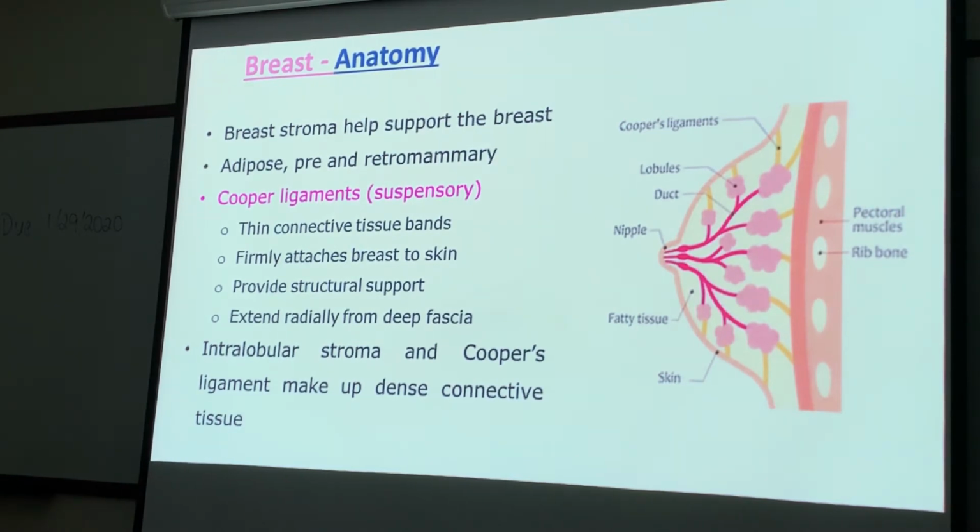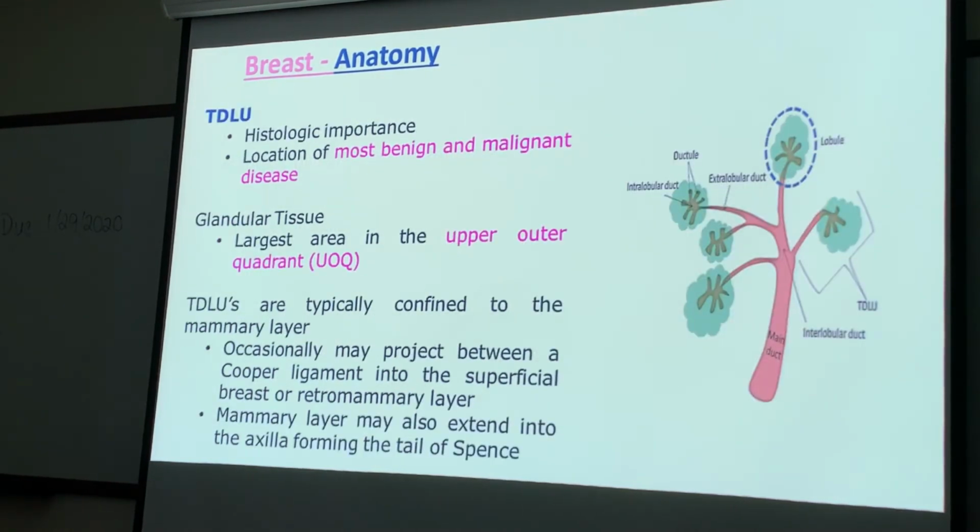Look, on the last slide they pointed out that the TDLU includes the duct. When they label TDLU, it includes the duct, right? Yeah, it includes the extralobular terminal duct. Definitely, it includes that. You need the lobe itself and the extralobular terminal duct.